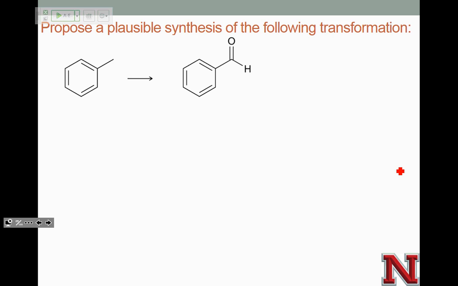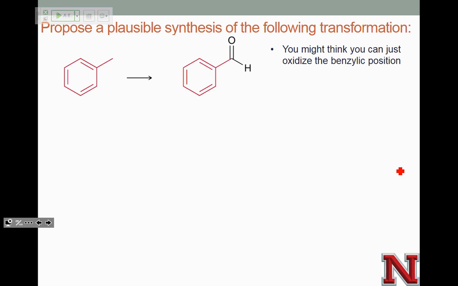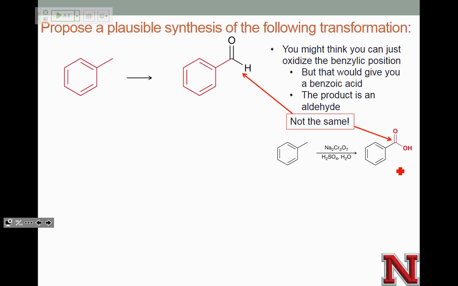Well, if we put an alcohol in that position, we can use PCC to stop at the aldehyde. But this isn't just a simple throw-in oxidizing agent to react with the benzylic position. So you might think that, but those two things are not the same. This reaction gives you a carboxylic acid. This is not a carboxylic acid, that's a hydrogen.